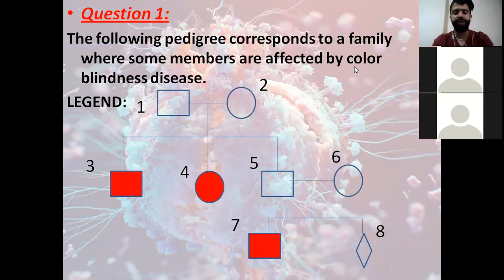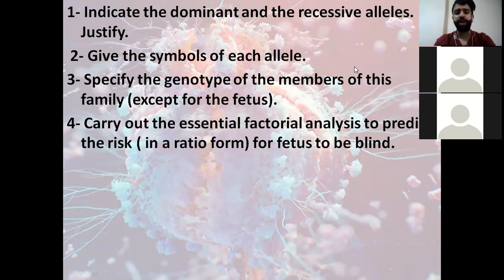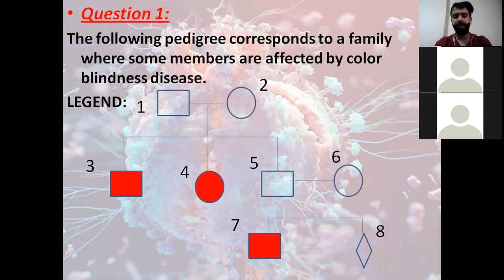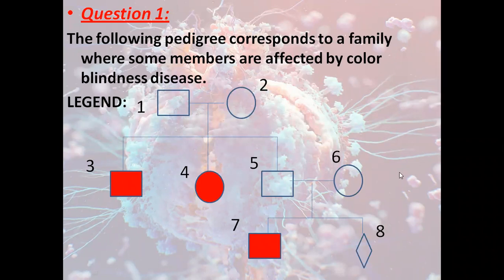Okay, great. Let's move to part 2. Part 2 says: give the symbols of each allele. Muhammad Hassan, give the symbols of each allele. Which one is the dominant? Hello. Okay, let's move to Yusuf and then we move back to Muhammad Hassan.